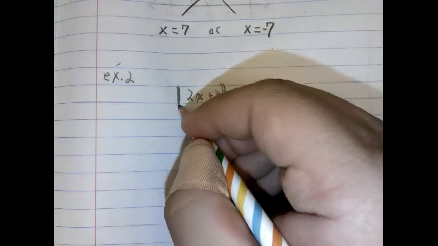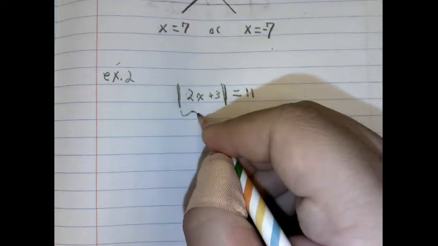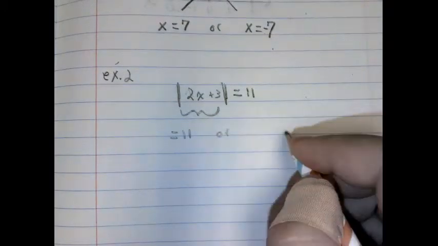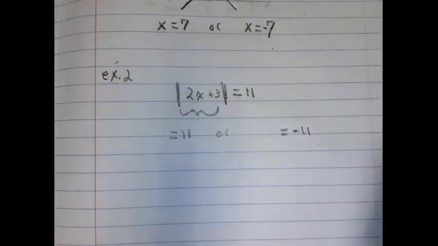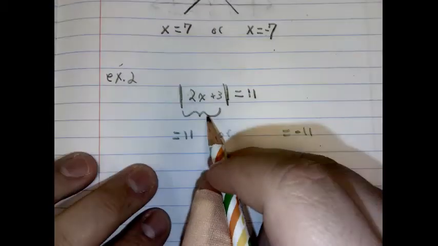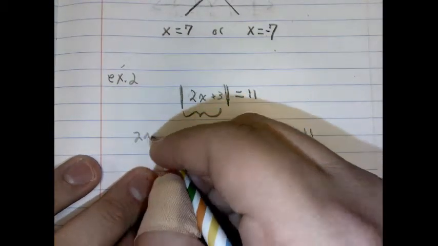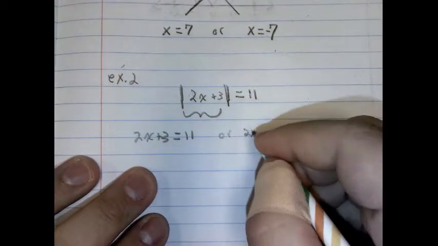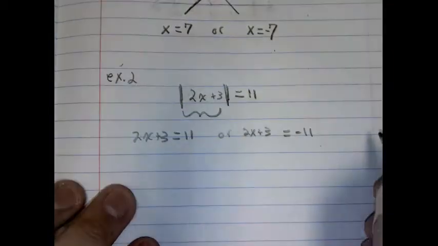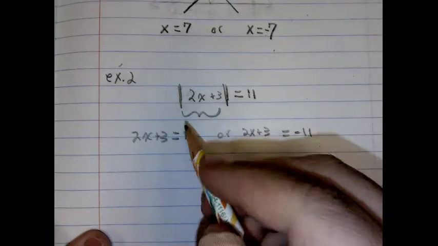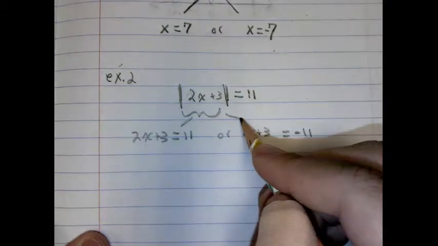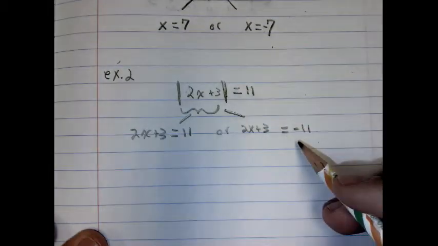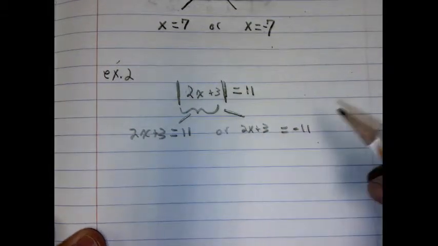Now I know whatever's in here could equal 11 or could equal -11. So I have to figure out, well, when does 2x plus 3 equal 11? And when does 2x plus 3 equal -11? So I have to break this apart into two different equations because both 11 and -11 will work. Both of those are 11 away from 0.